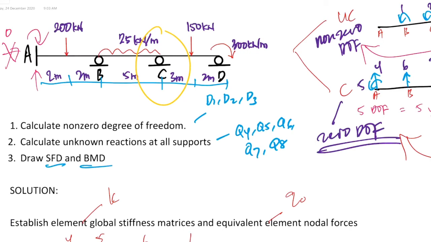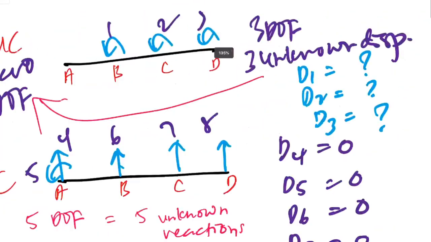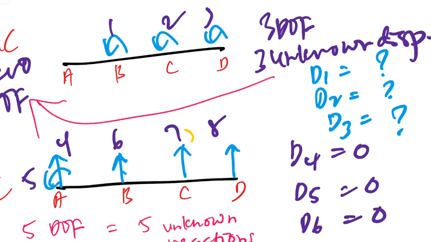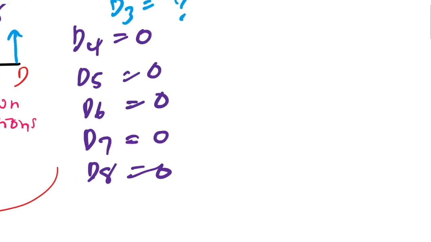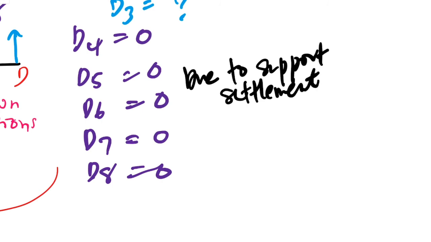Please look at this diagram at C. Settlement means this, settlement in the Y direction. In the Y direction, the label is 7. The label is 7 means that due to the support settlement, since delta C has settled by 25 mm, we need to consider D7.